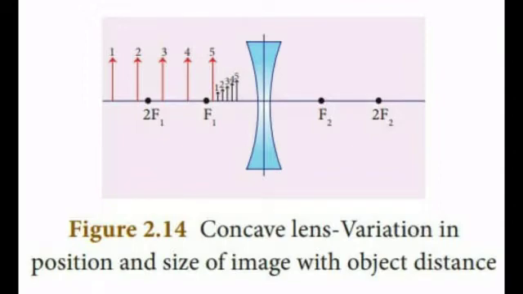But as the distance between the object and the lens is decreased, the distance between the image and the lens also keeps decreasing. Further, the size of the image formed increases as the distance between the object and the lens is decreased. This is shown in this figure.